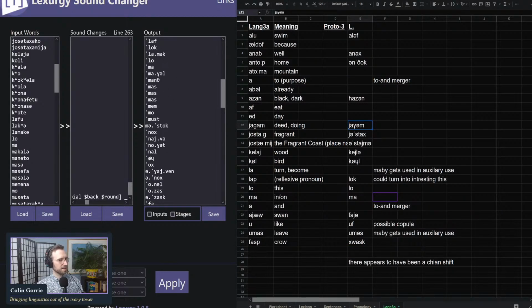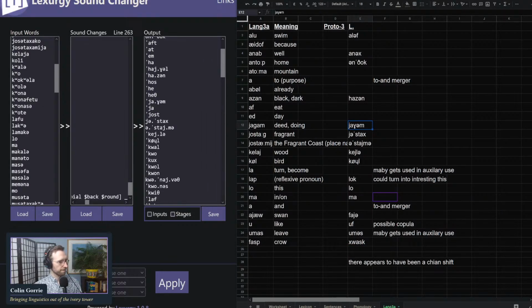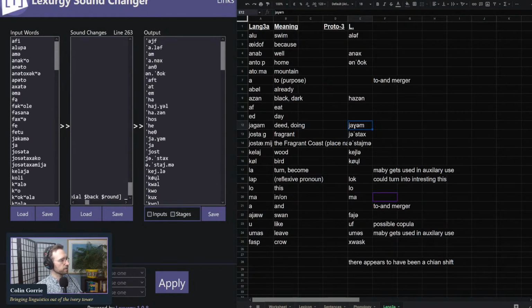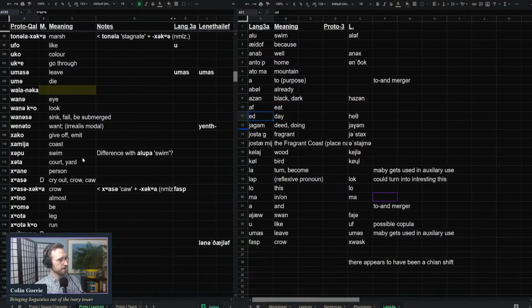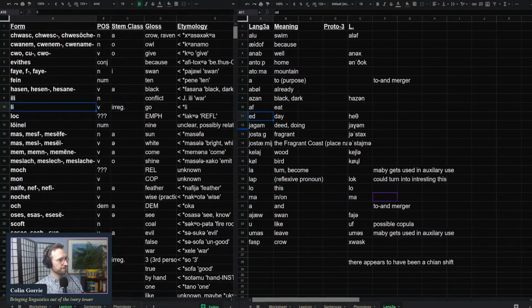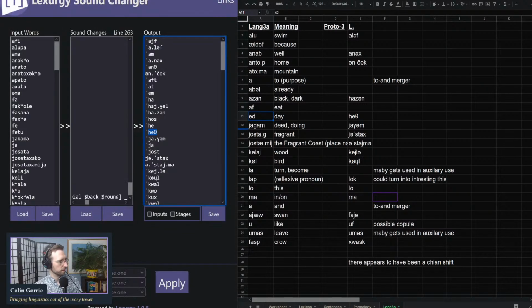And we have some other ones. Fe. Where's fetu? Fetu is day. Heth. So we have this correspondence, ed versus heth. As for the rest, oh yes, faquale, that's already, where did it go? Heigl, faquale, where did it go? Abel, Heigl, interesting.